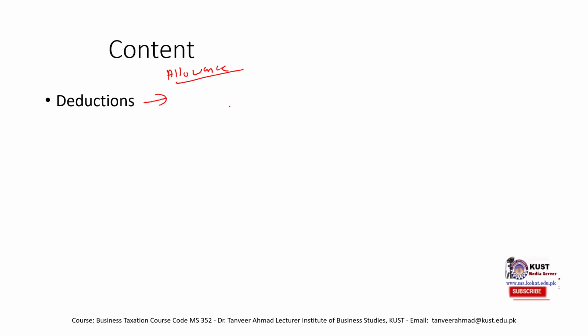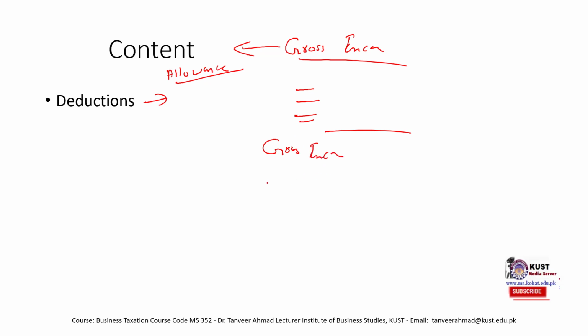So once we calculate a gross income, remember what we previously called taxable income. What we meant by previously taxable income was that the basic salary plus the dearness allowance and the other allowances added up would give us a gross income. So then we would less these different types of deductions that we are going to explain in this lecture, and once we deduct them we would get taxable income.